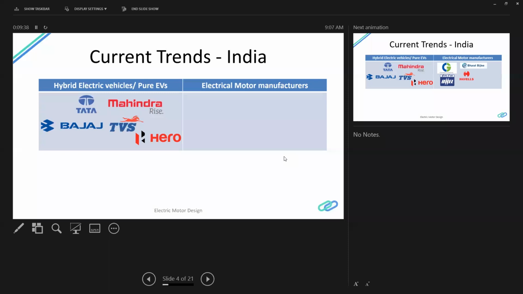But I think Bajaj, TVS, and Hero have spent time on electric bike designs. I think they have started coming out with some basic models which are pure electric. Most of the electric motor designs used in these electric bikes are in-wheel designs, so that the motor can fit in the wheel and doesn't need an extra powertrain or extra transmission.